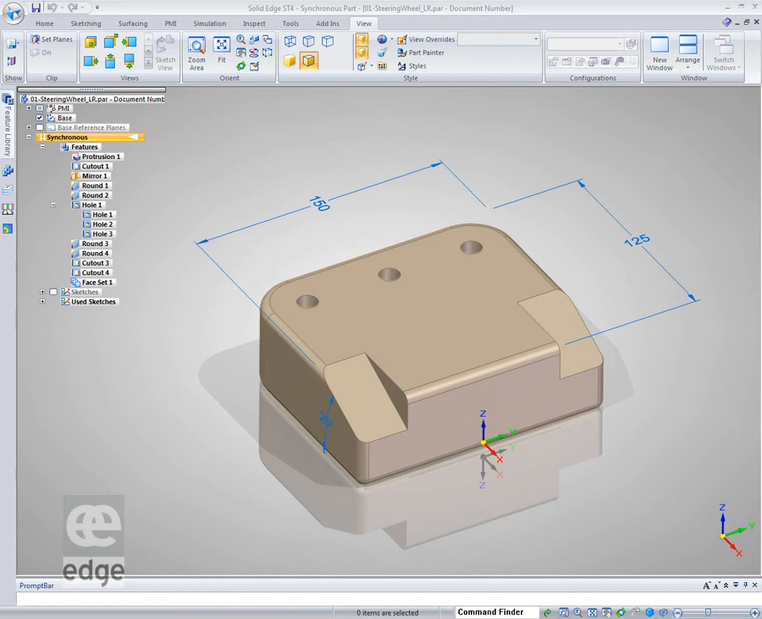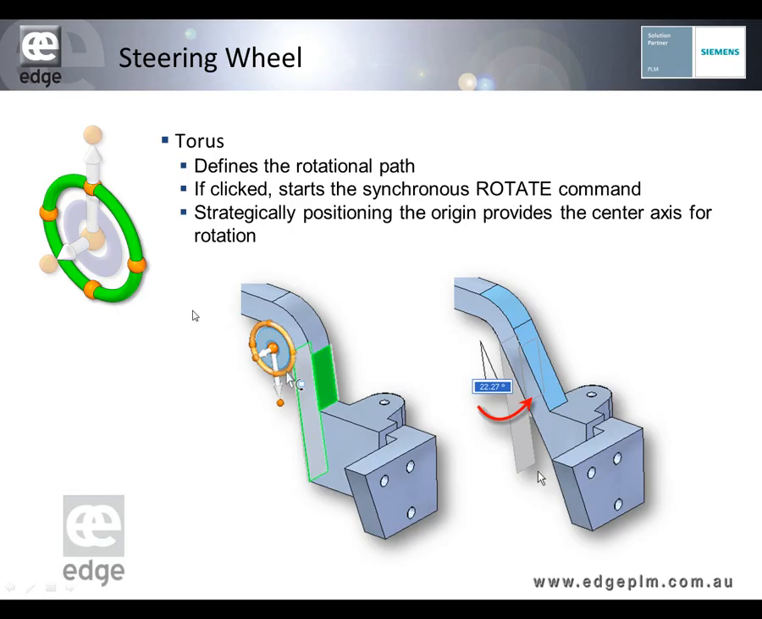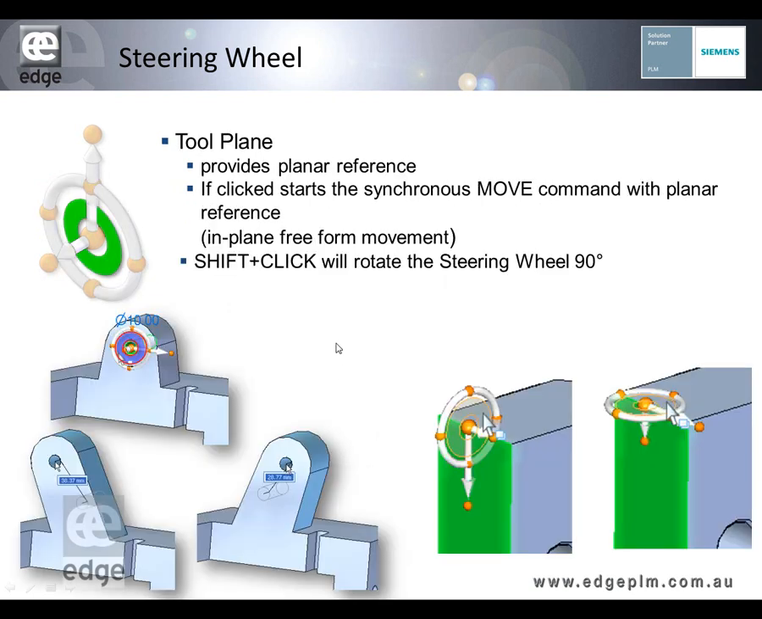Go back to our slides. That's the torus. You can see how effective that is. The tool plane, and you just saw me use that, provides a plane of reference. If you click on it when you've selected some geometry, it will effectively be a freeform move. So here we've selected this hole. I've clicked on the tool plane, and I can move this left, right, up and down all at the same time.